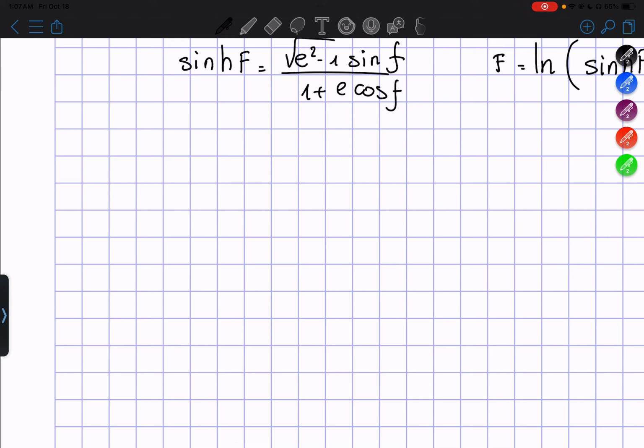Another way we can do this is that tangent of f divided by 2 is equal to the square root of e plus 1 divided by e minus 1, times tanh of capital F divided by 2. So many ways to find our F. Whatever we want to do, it's going to get done.